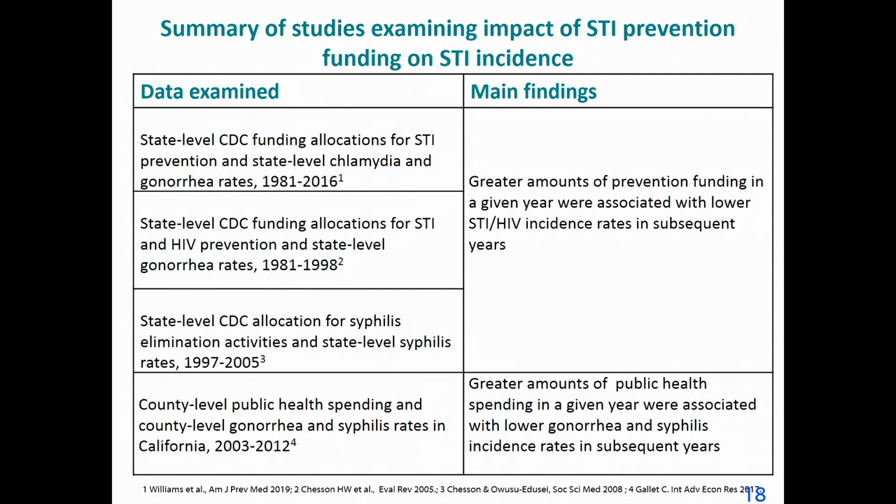The first 3 studies look at federal funding for STI prevention and show that greater amounts of prevention funding in a given year are associated with lower STI rates in subsequent years. And the study listed at the top was just published by one of our prevention effectiveness fellows, and it is a major update from the 2 studies underneath, in that it includes about 17 years of data, including fairly recent data. And then what's interesting about the study at the bottom is that this doesn't look specifically at STI prevention funding. It looks at county level public health funding and just shows that the public health funding was associated with reductions in STIs in California.